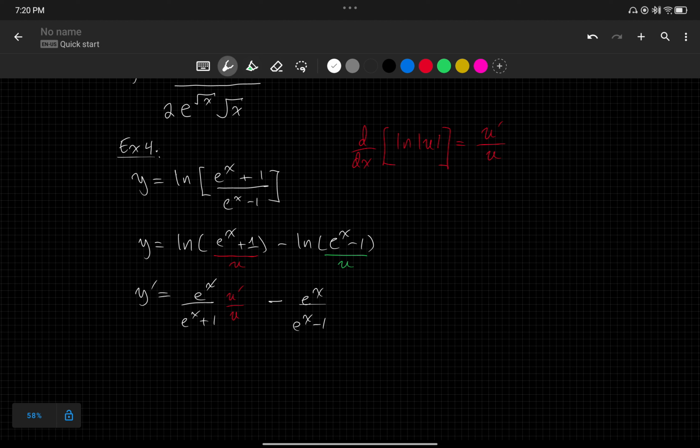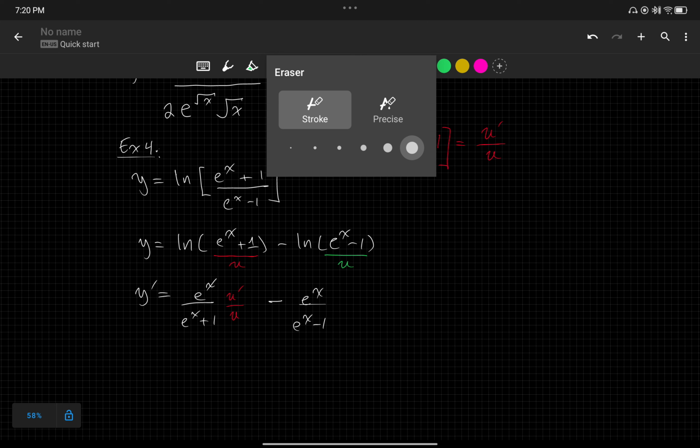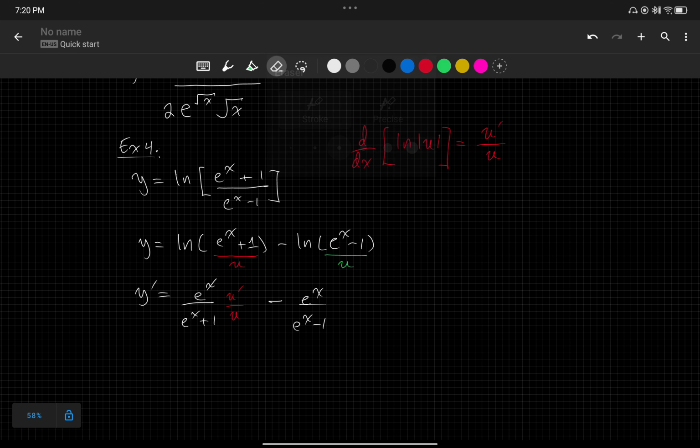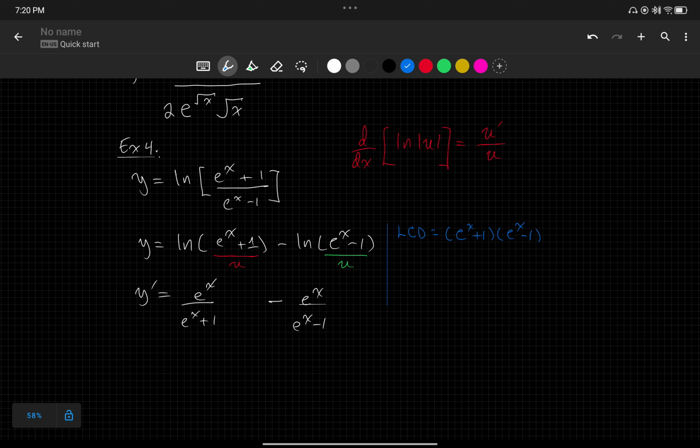All right, let's see. Let's get rid of this one, because I need the space. And what we need is a common denominator. So you need the LCD. And the LCD, when you have two separate fractions, it's the product. So in other words, it's going to be e to the x plus 1 multiplied with e to the x minus 1.